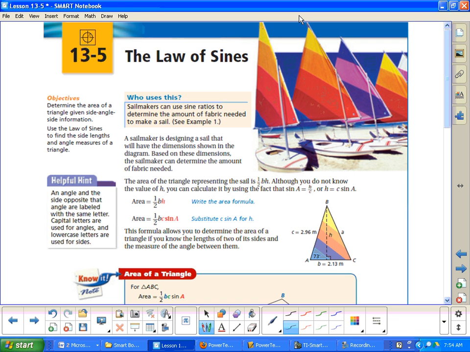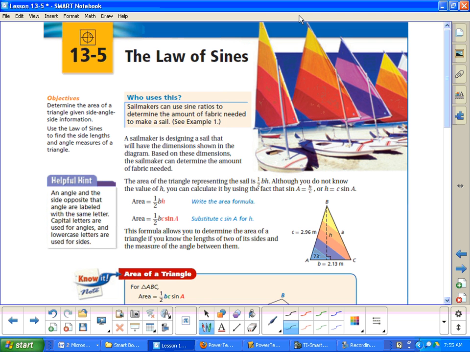So we've done all the things so far with right triangles and solving right triangles, being able to find missing angles, missing sides. Well, what if we don't have a right triangle?